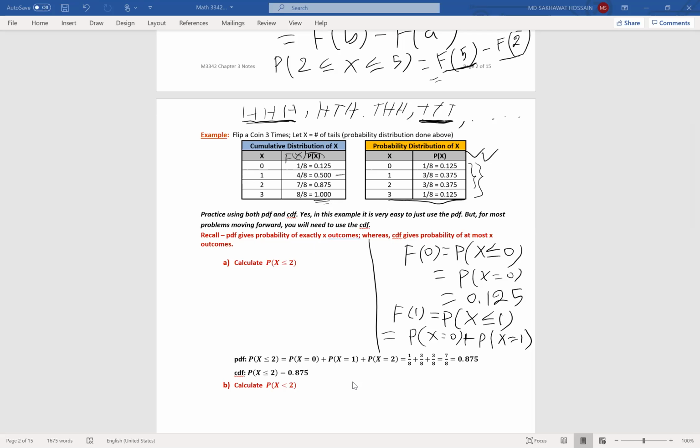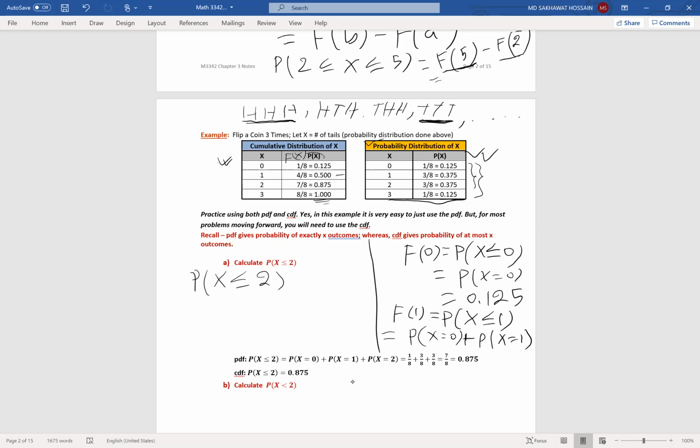It will actually be less time consuming. So for example, here in part A we have the probability of X less than or equal to 2. So we want to find the probability where X is less than or equal to 2. Since we have both the probability distribution and the cumulative distribution, you can use either the first table or the second table.